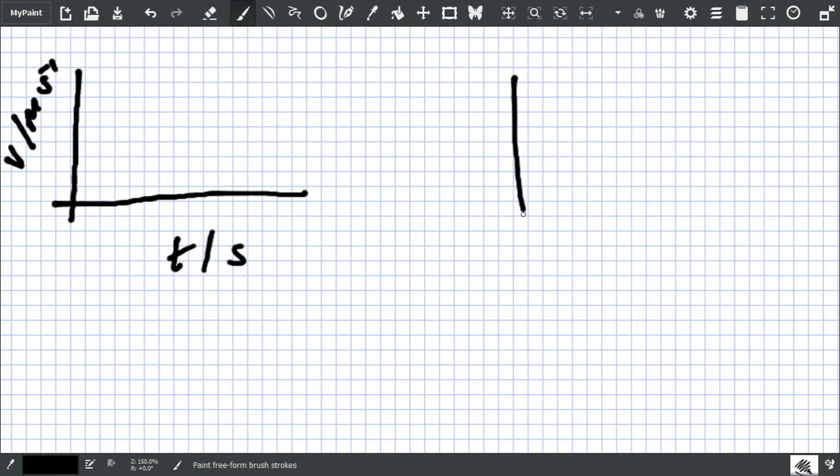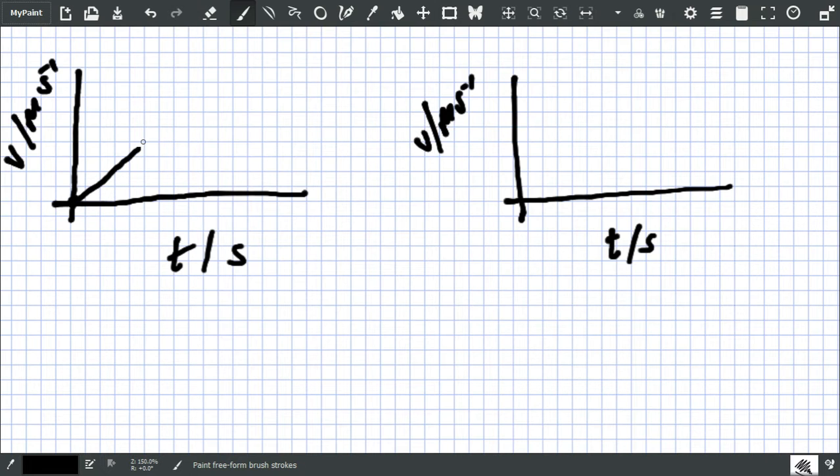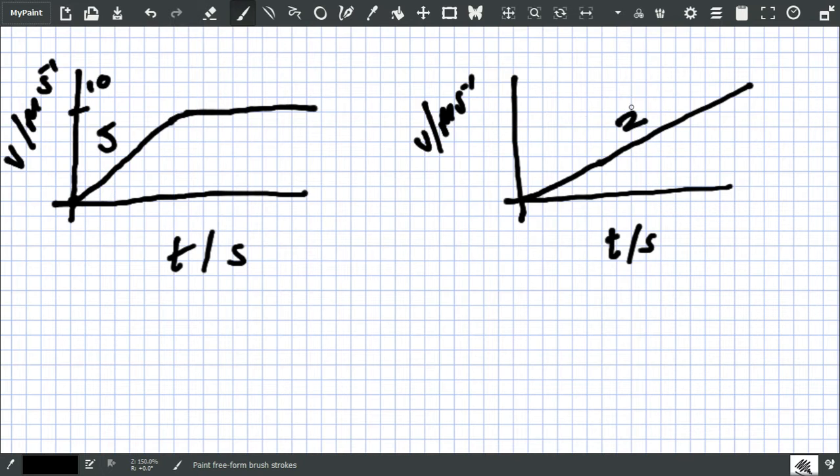the cyclist, and this is it of the lorry. Time in seconds, velocity in meters per second. So the cyclist can accelerate at 5 but reaches a top speed of 10. So flat lines here. The lorry can keep accelerating at a lower acceleration but no top speed, of 2.